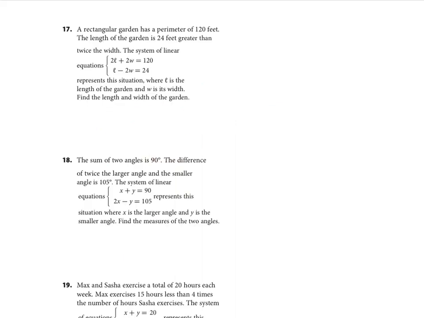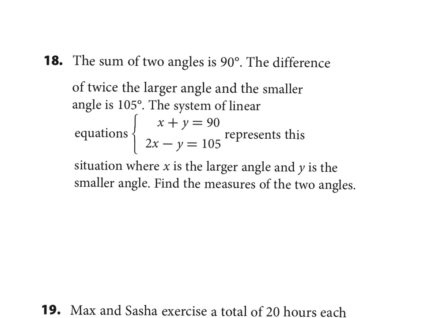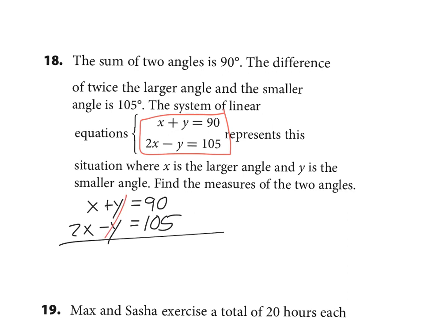All right, last problem, number 18. So it says the sum of two angles is 90 degrees. The difference of twice the larger angle and the smaller angle is 105. So the nice thing is they go ahead and give you the system here. So if I look, I already have opposites, positive y, negative y. So right here, all I'm going to do is bring it down and work it out. So those are going to cancel. That gives me 3x. Add those. That's 195. Divide by 3.